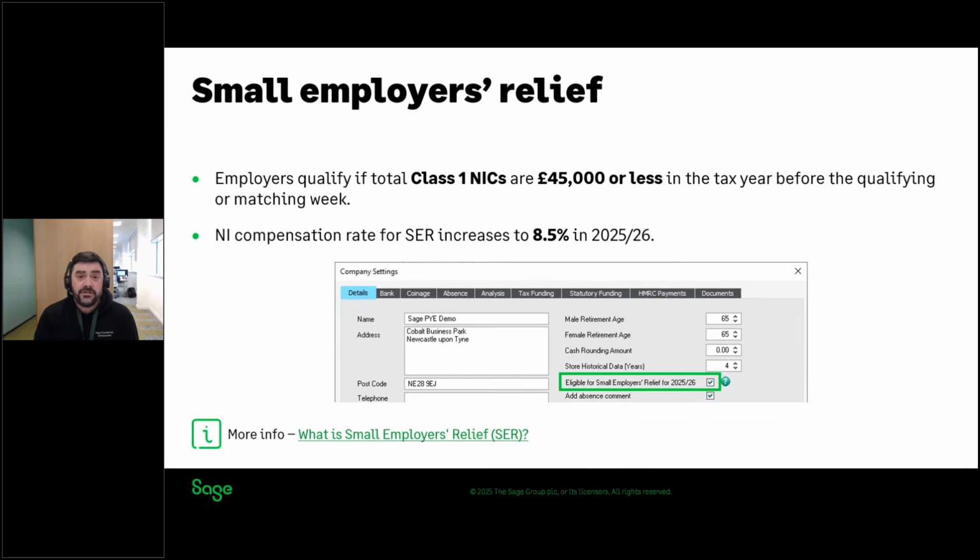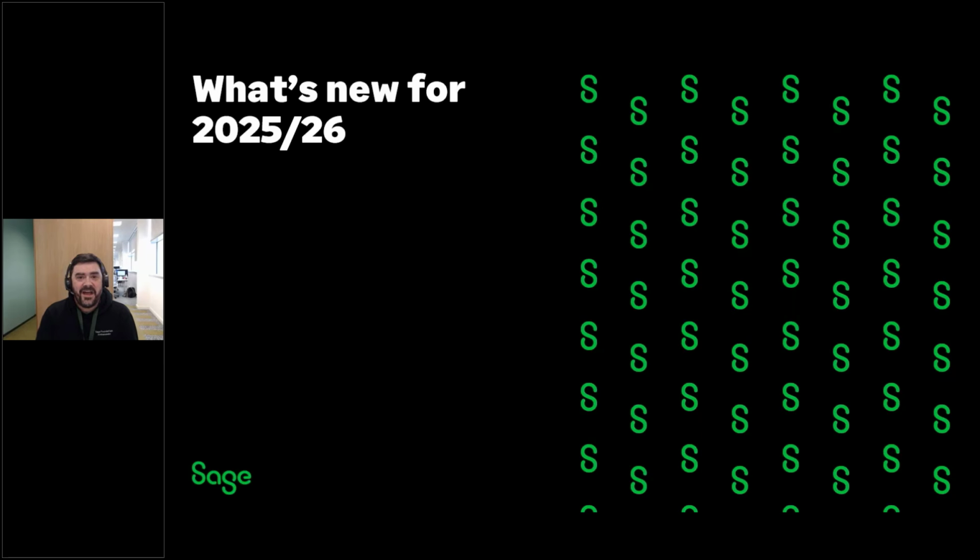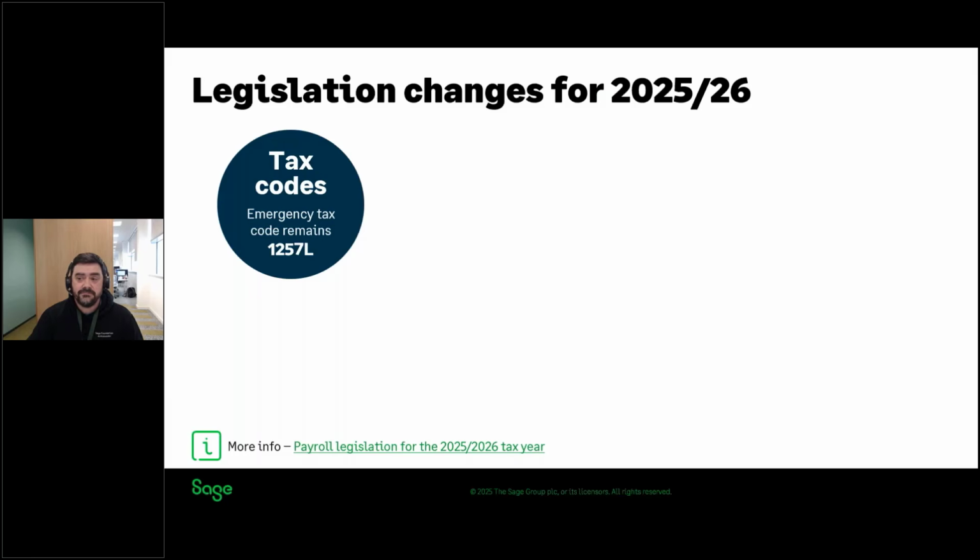And if you've completed those 4 steps, you're then ready to get on and process your payroll for your first pay date in 2025 to 26. So that does lead us nicely on to what's new for 2025 to 26. And I'm going to start by running through some of the key legislation changes on the slide here.